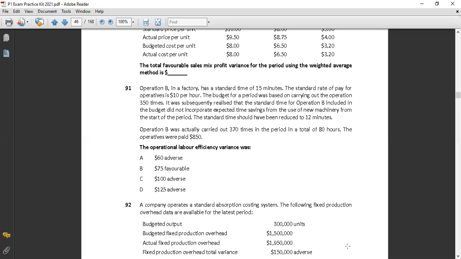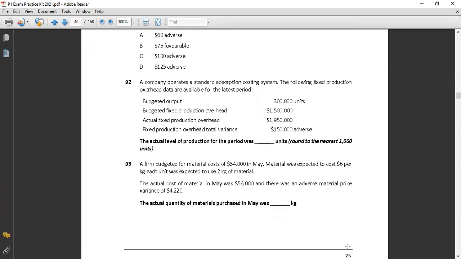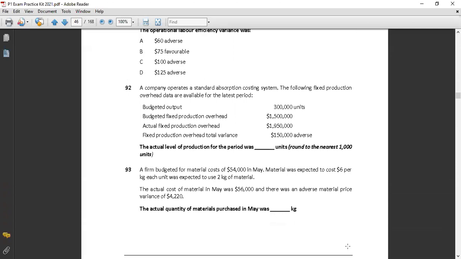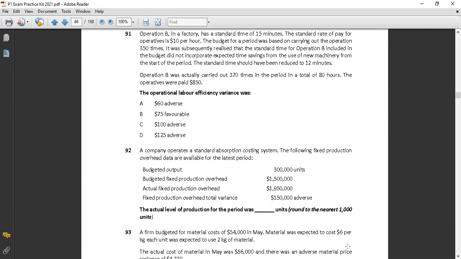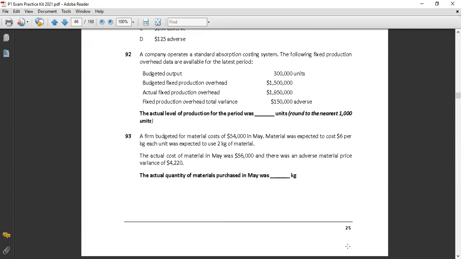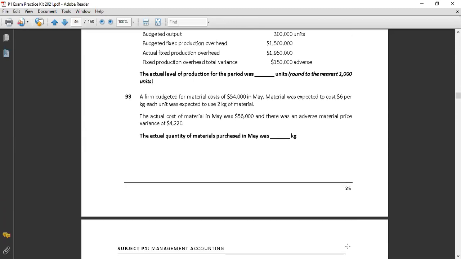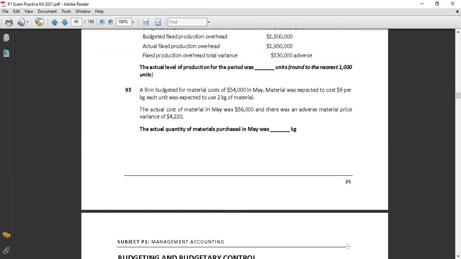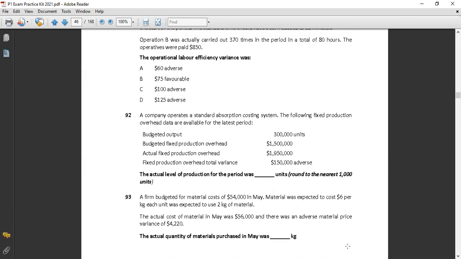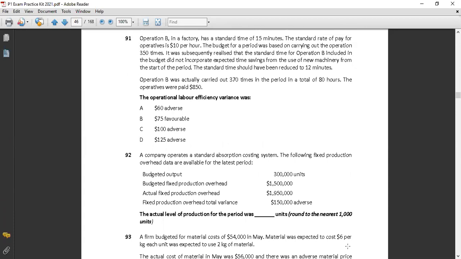So 91 onwards, these are again cost variances. We see 91 is about operational labor efficiency variance. The 92 is also talking about overhead variances, where we are asked to calculate the actual production. 93 is again quantity of material variance. So only 3 questions are there. If we do these 3 questions, we would be done with the variance analysis part of it.